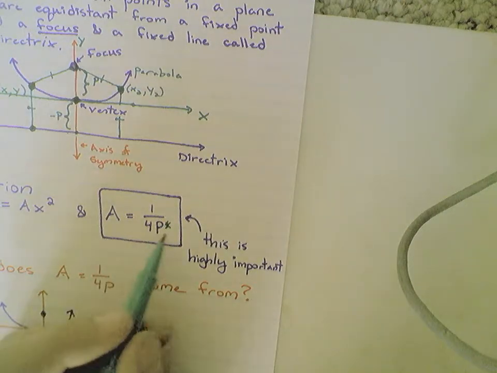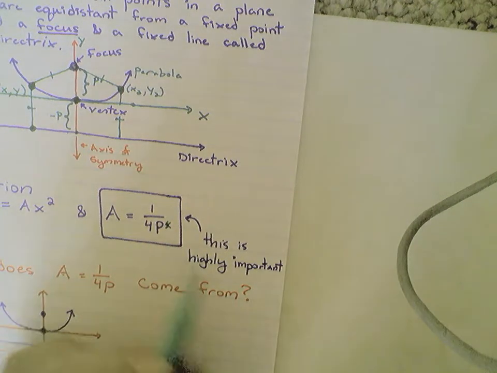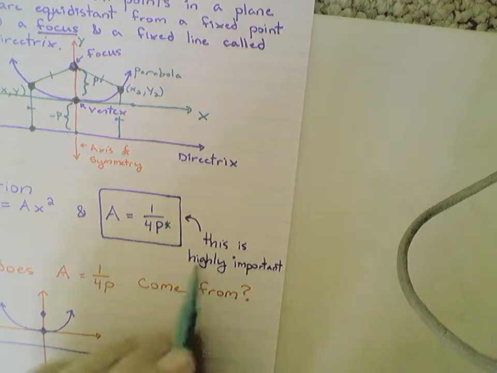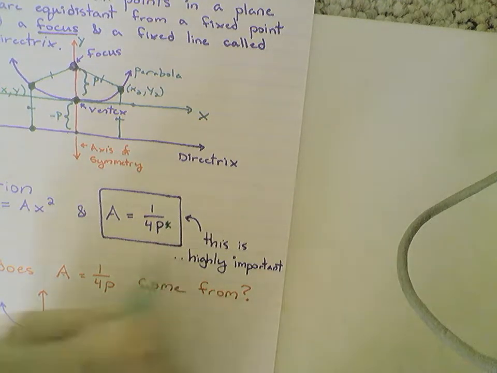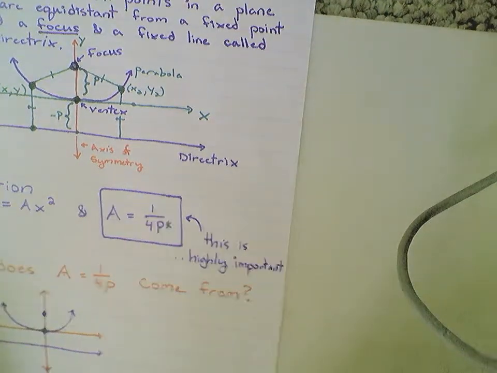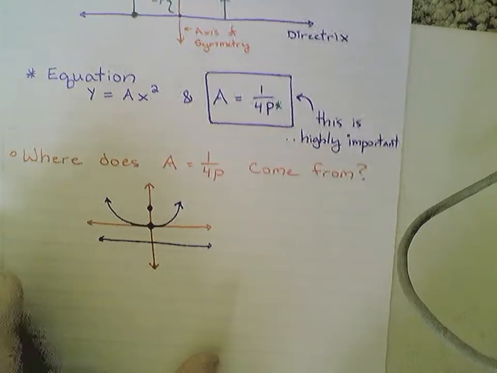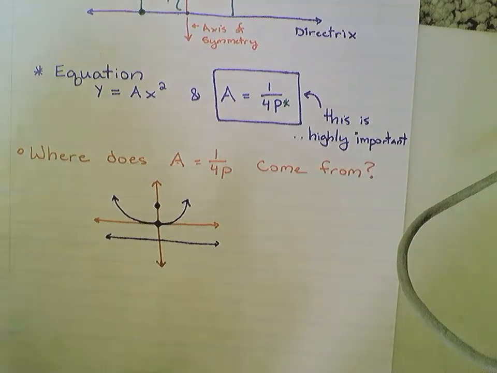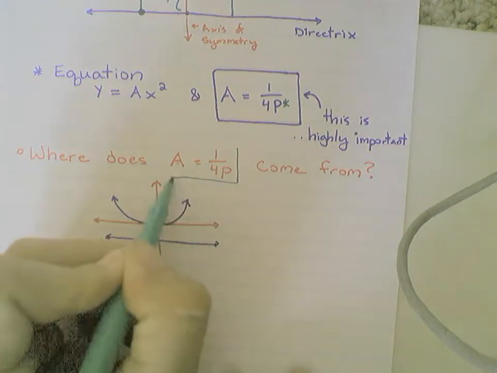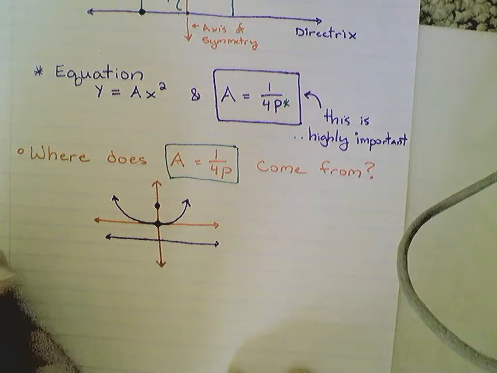Now, this equation, a equals 1 over 4p, is highly important. This will be used a lot in these sections when writing equations of parabolas. So we'll need to remember that a equals 1 over 4 times p. Now, I want to go into a little more detail about where this equation, a equals 1 over 4p, comes from.